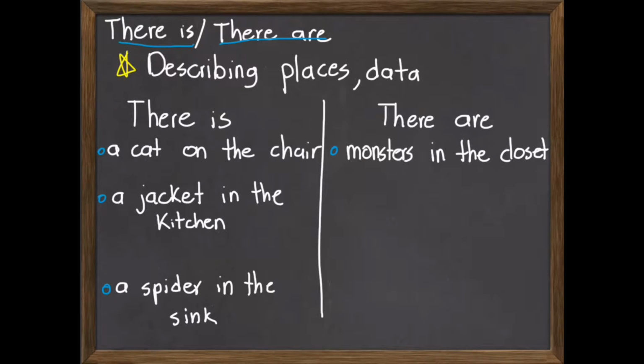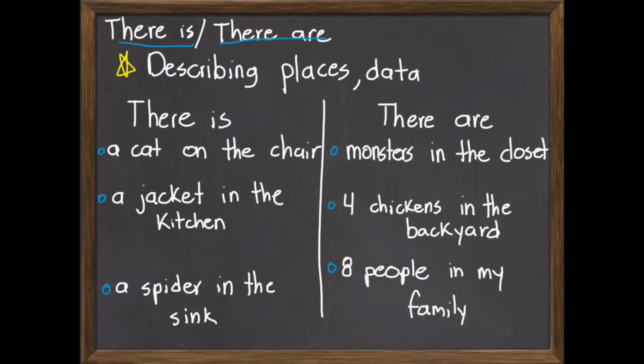Now let's look at some other examples. There are monsters in the closet. There are 4 chickens in the backyard. And there are 8 people in my family. Notice that here, there are talks about more than one thing or person, and there is talks about just one.